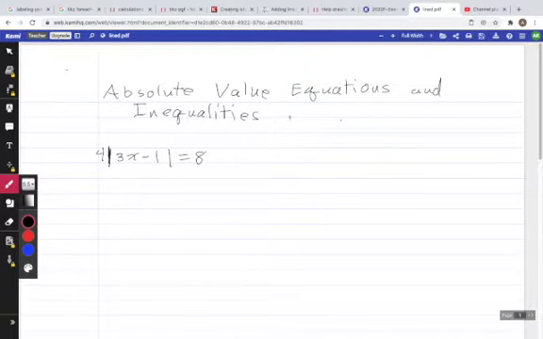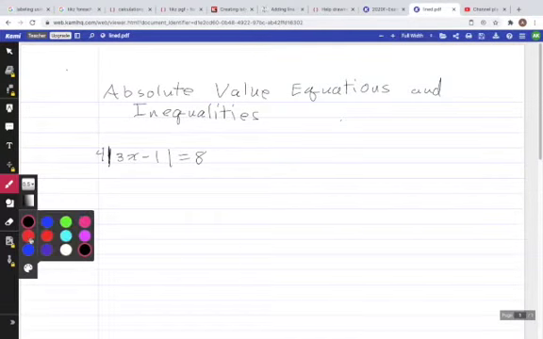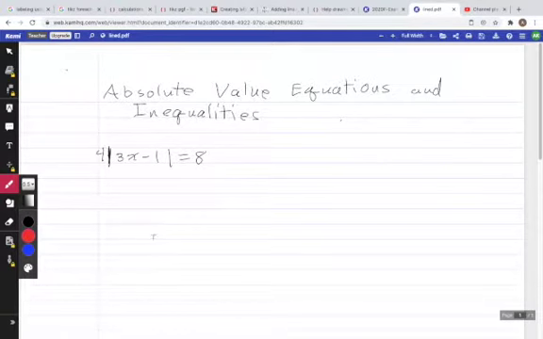Going to be discussing absolute value equations and inequalities. Since this is a review, it's just going to be a quick overview. But essentially, the only difference between these equations and inequalities is the initial setup. Once we set up the problem, or set up the equation, then it is a standard equation.